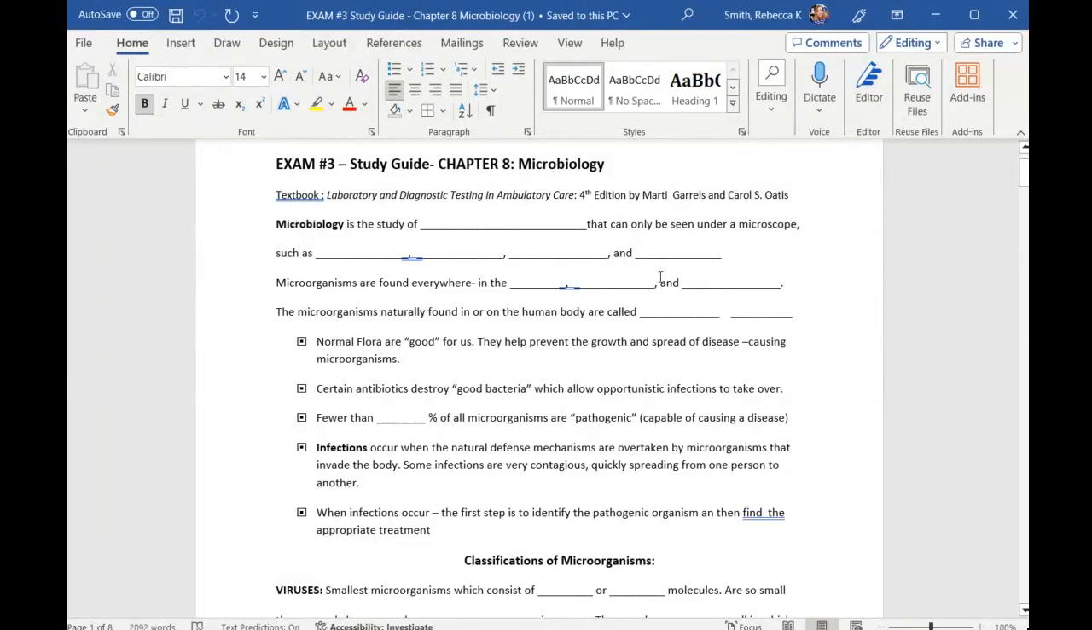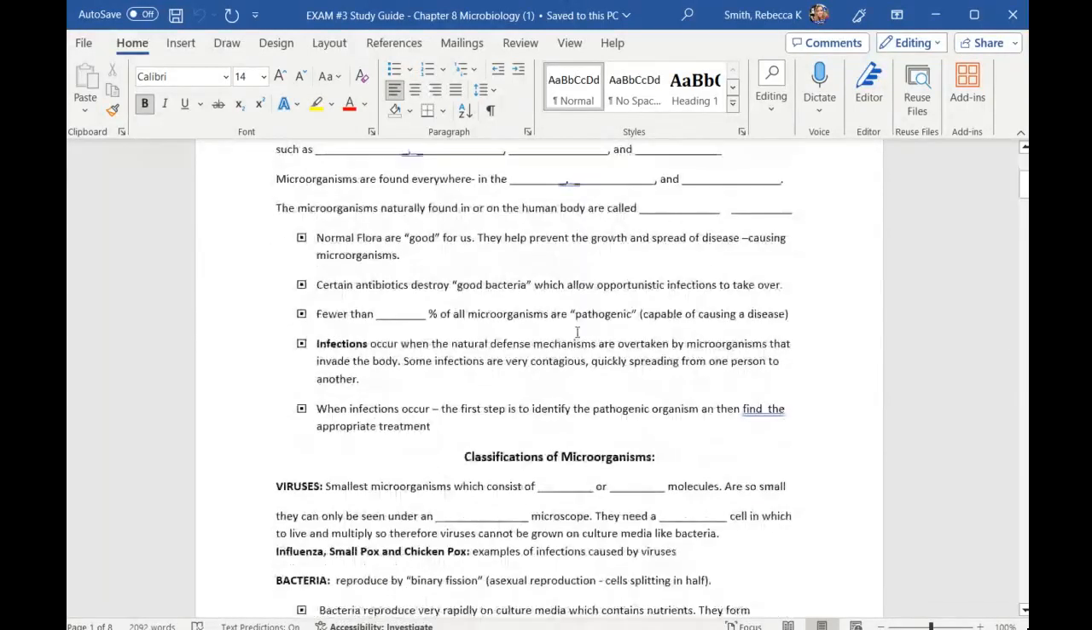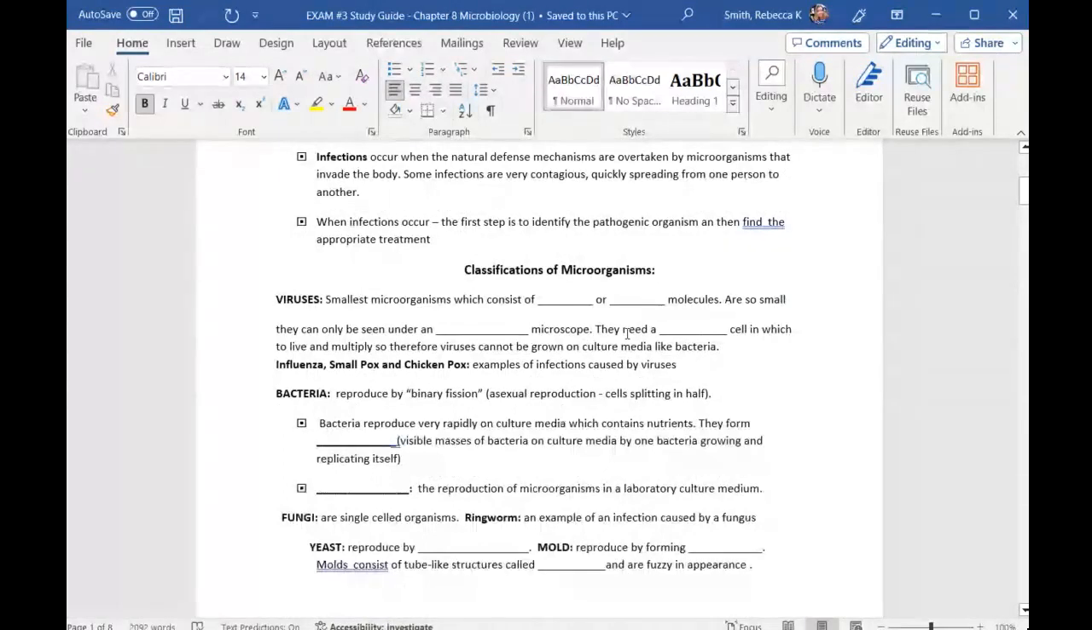Yeah, so we get infections when our natural defense mechanism breaks down, and infections invade the body and become contagious. Okay. Classifications. Viruses are the smallest, right? And what do they consist of?